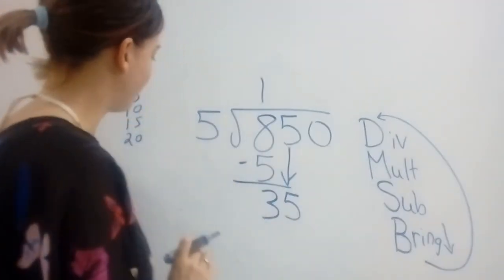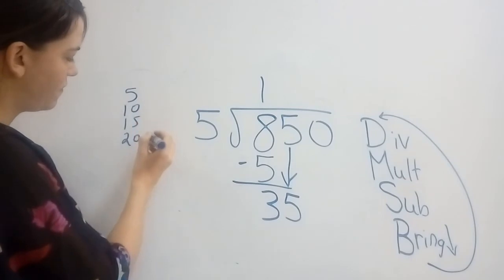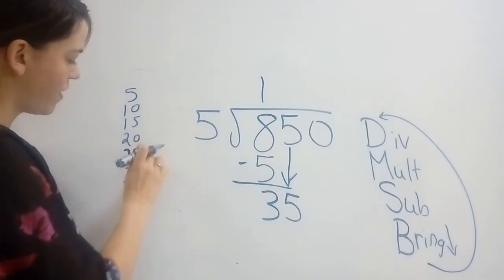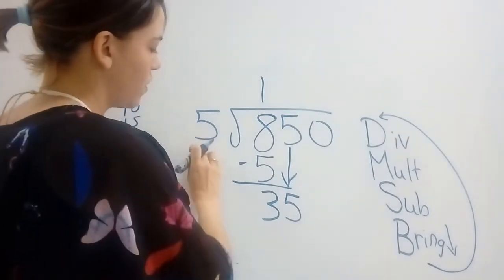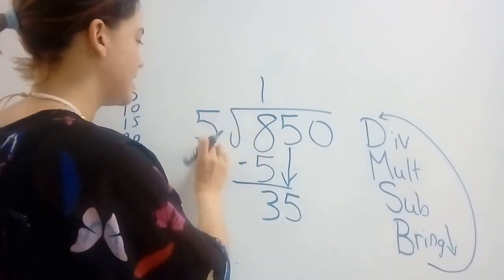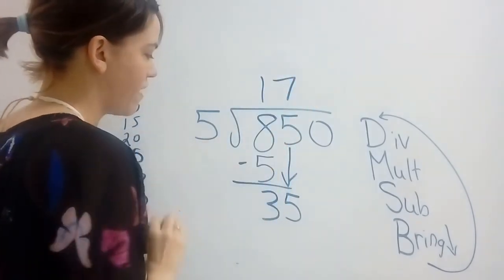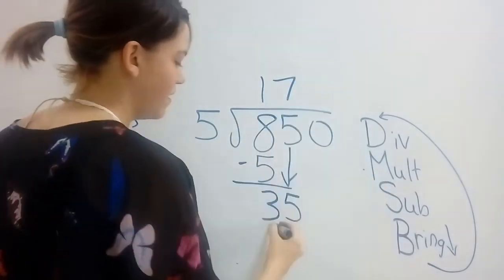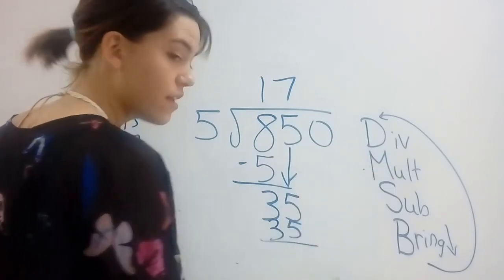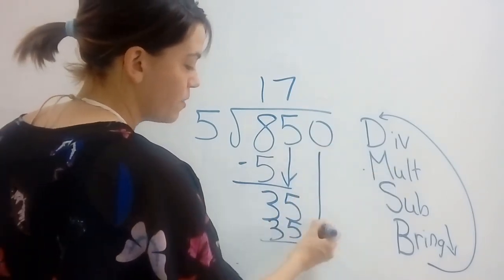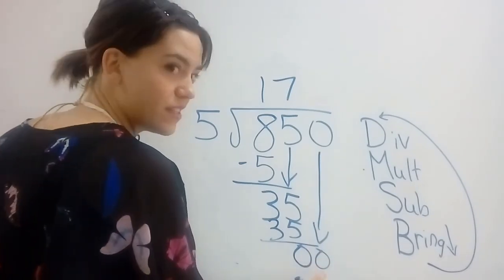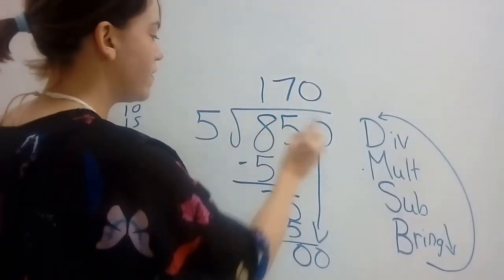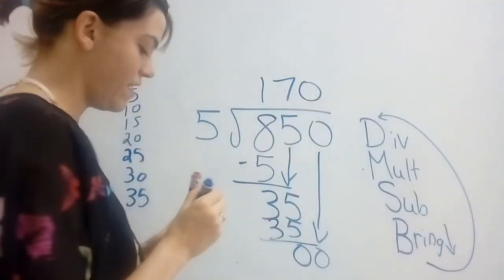35 divided by 5. I can go back to my times table. 5, 10, 15, 20, 25, 30, 35. This is 1, 2, 3, 4, 5, 6, 7. So 35 divided by 7 equals 5. Or 35 divided by 5 equals 7. Now I multiply again. 5 times 7, 35. Subtract. 35 minus 35 is 0. Bring down. Now I have to do this. 0 divided by 5 is 0. So 850 divided by 5 is 170.